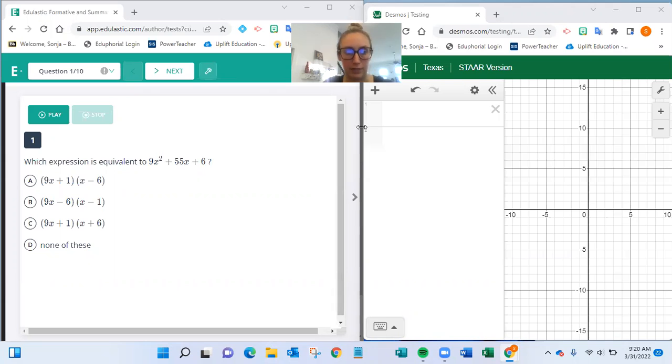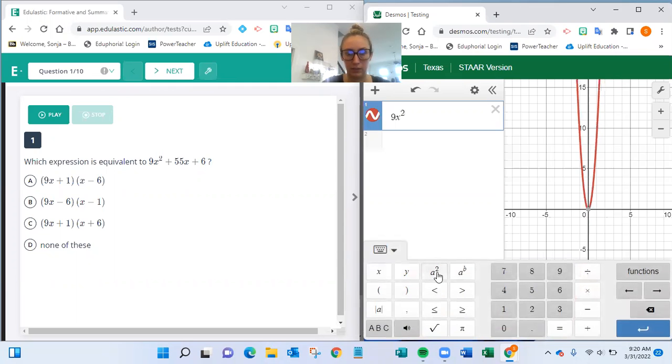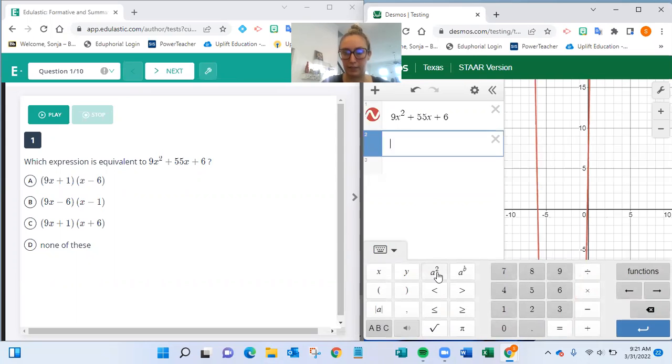Morning. So today's strategy is just about how to find equivalence, meaning I'm going to type in first the question. So what expression is equivalent to 9x squared plus 55x plus 6? Okay, so that's the one that they're asking about. And I'm going to type in all of my answer choices until I find a match.